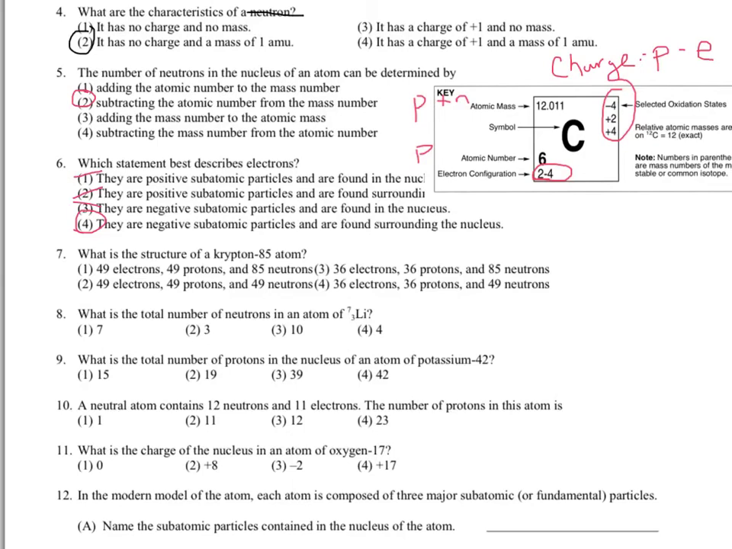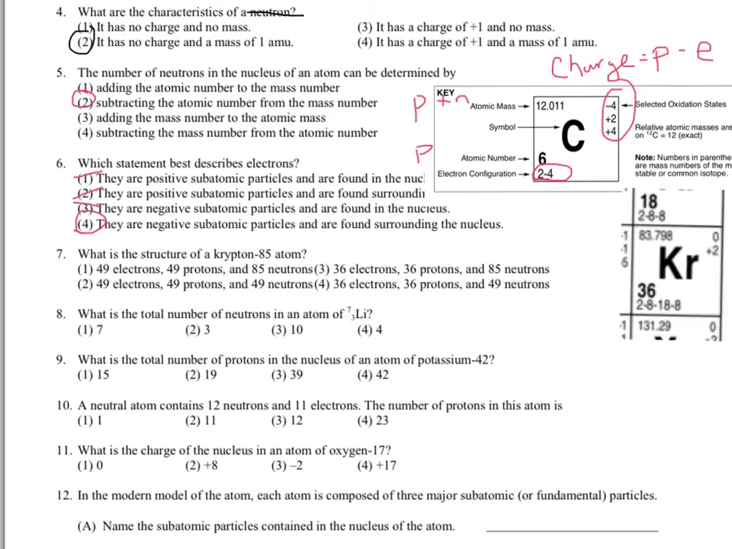Now, next we're given krypton 85. So the first thing we need to do is locate krypton on our periodic table. You can do this by first looking at the reference tables to find what the element number for krypton is. Krypton is element number 36. So again, here we can see that krypton is element number 36.